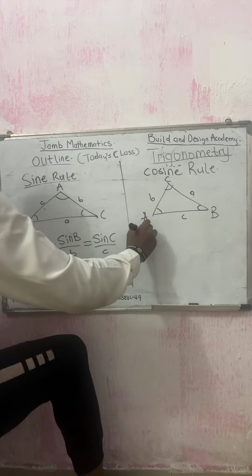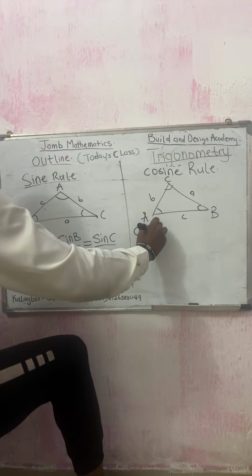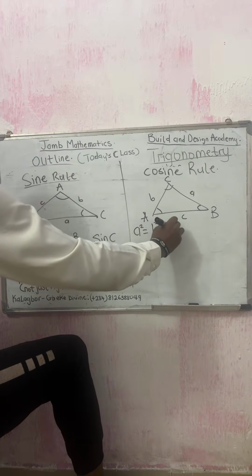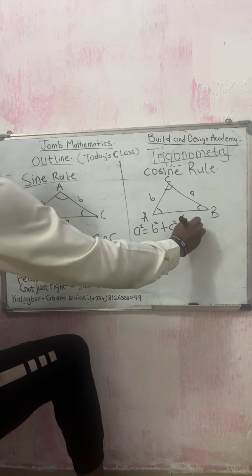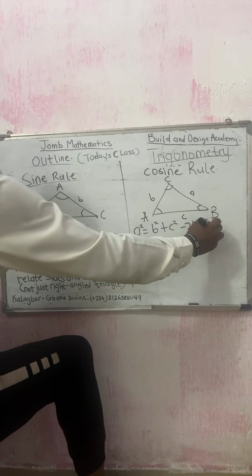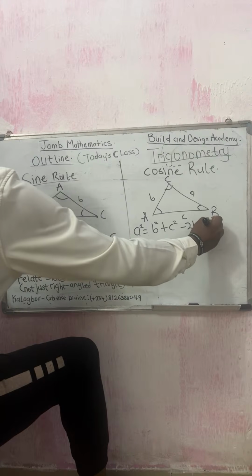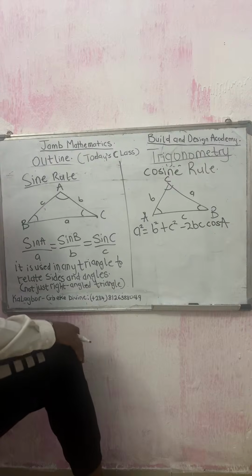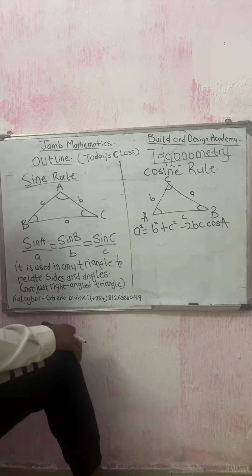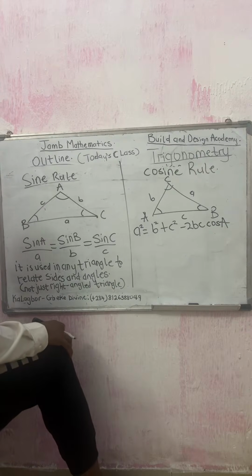The formula is a squared is equal to b squared plus c squared minus 2bc cos A, that's the angle A.